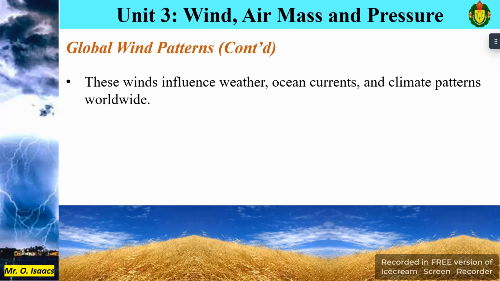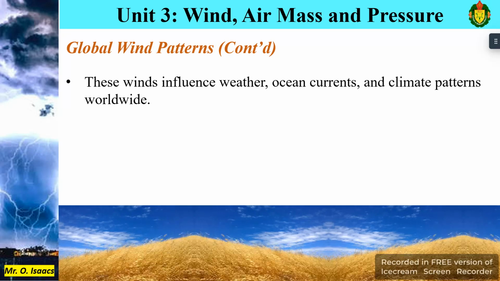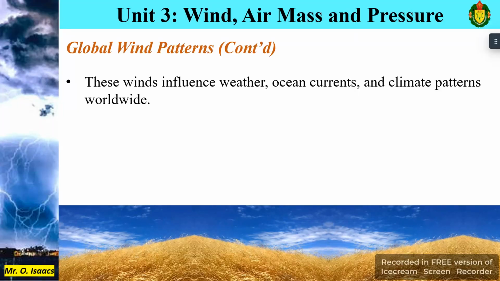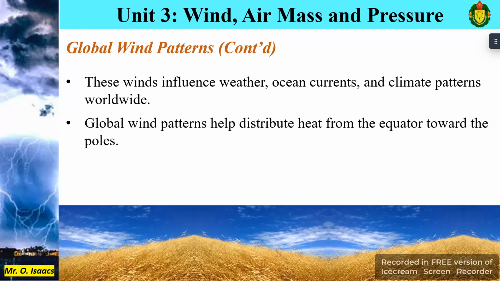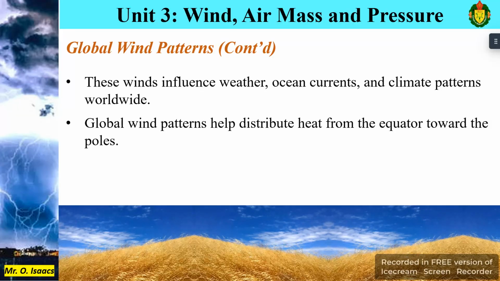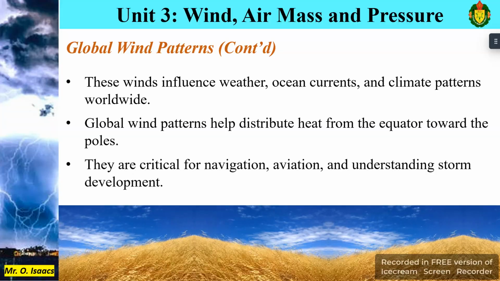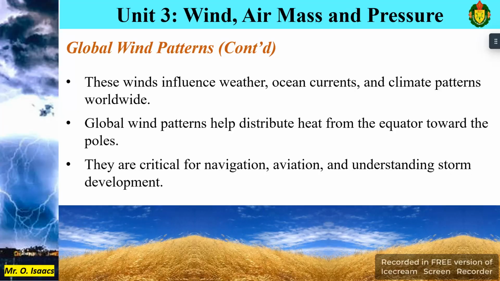So when we look at these global wind patterns, these winds tend to influence weather, ocean currents, and climate patterns across the globe. They also help with the distribution of heat from the equator towards the poles, and they are quite vital in terms of navigation, aviation, and understanding storm development.